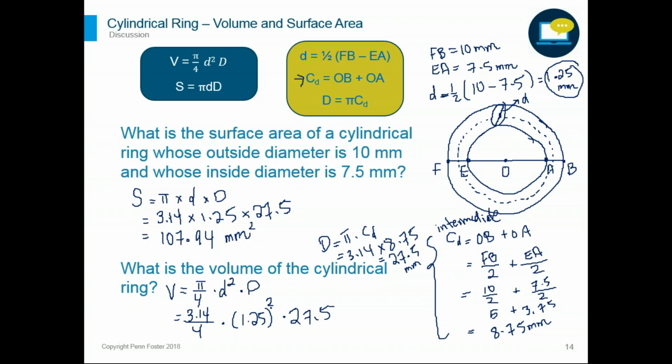Multiply, and be careful, you have to square the little d. So if you want to do that on the calculator, I would do the square first. So I'm going to do 1.25 and then square, equals, times 27.5, equals, times 3.14, equals, and then divide by 4, equals, and that will give you the volume, how much space inside that cylindrical ring. That would be 33.73 millimeters cubed.